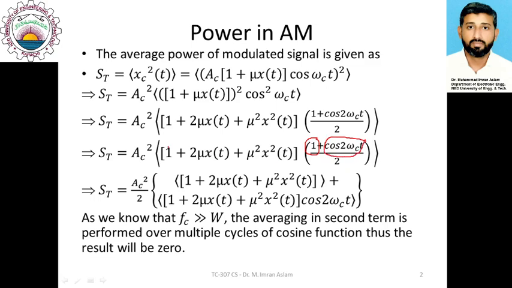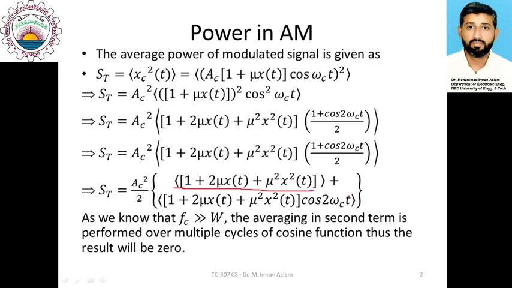So we can divide this overall averaging part in two parts, two subcomponents. One is this one, when it is multiplied by 1, so you will get the average of 1 plus 2 mu x(t) plus mu square x square t, plus when this part will be multiplied by cos 2 omega c t, so you would get (1 plus 2 mu x(t) plus ...) times cos 2 omega c t. So in order to calculate the averaging, you need to calculate average of these two parts.